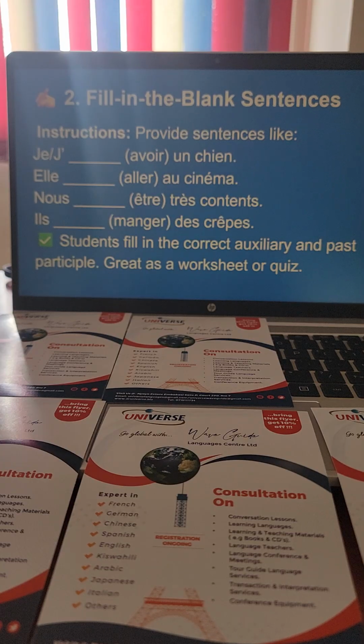So students will fill in the correct auxiliary and past participle. So you have two things to do there. You can create a worksheet or a quiz, whichever way you want them to do. So if you give them this kind of activity, you have given them the subject. You have chosen the verb, but you have not told them which auxiliary verb to use.